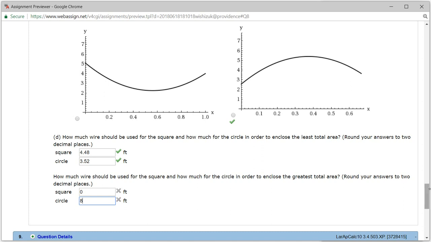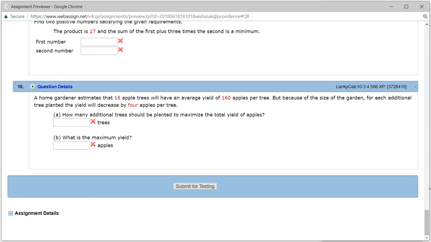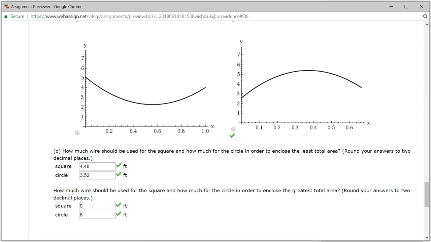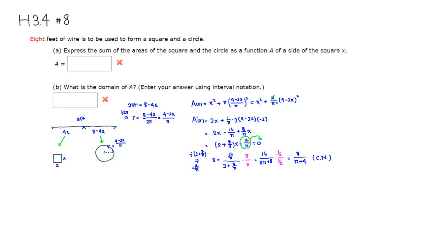Let's check the answer. Submit for testing. I came back and it looks like we got this one correctly as well. That's it. I hope that this was clear.